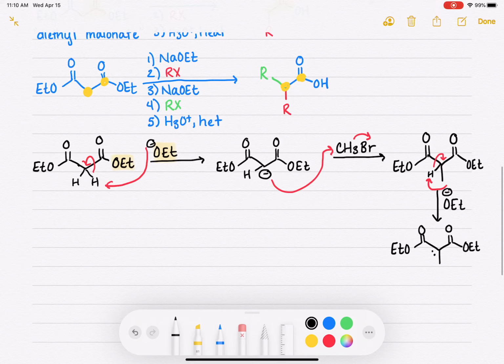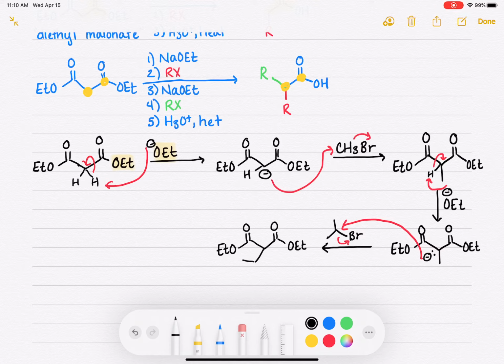And now we're going to bring in a second alkyl halide. So let's do something different this time. Let's do like this guy right here, an isopropyl bromide. And another SN2 reaction to add that second alkyl group. Like this. And there are the 2 alkyl groups right there. So once we get both of the alkyl groups in place, then we bring in our H3O+.